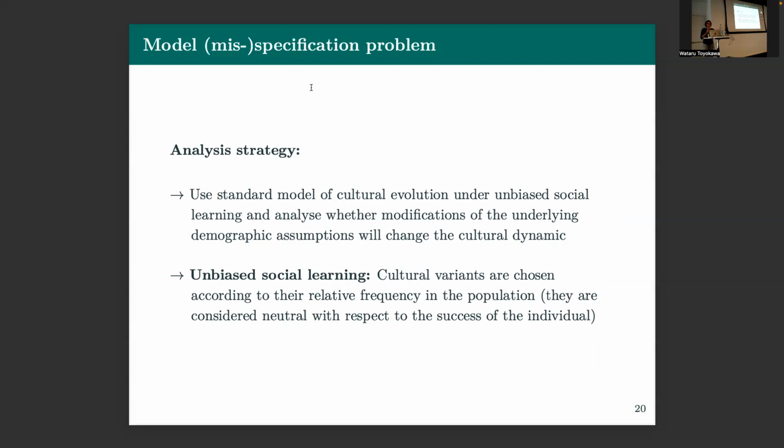Unbiased social learning is basically random copying. Cultural variants are chosen according to their relative frequency in the population. They're considered neutral with respect to the success of the individual. So why do we look at unbiased social learning? Definitely not because we think it's one of the most important social learning hypotheses, but because the field of population genetics has provided us with this wonderful mathematical theory of neutral evolution, and unbiased transmission is nothing else than neutral evolution. That means we have a lot of theoretical expectation to which we can compare our results for our age-structured populations. That's a fantastic starting point to see whether there are changes or no changes.